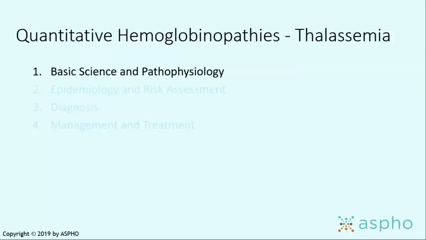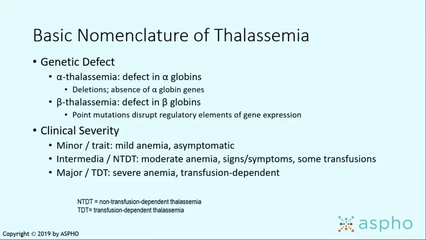which are our quantitative hemoglobinopathies. So, some of the basic nomenclature. We're primarily going to talk about the alpha and the beta thalassemias. So alpha thalassemia is a defect in your alpha globin genes, and beta thalassemia is a defect in your beta globin gene clusters. Clinical severity can be minor, which are typically asymptomatic, intermedia, which are not transfusion dependent but may intermittently need transfusions, and major, who have severe anemia and are transfusion dependent.